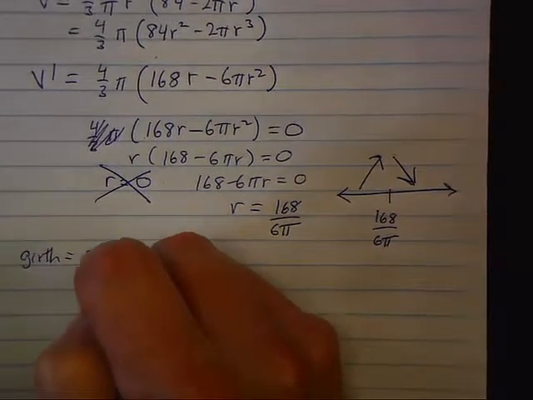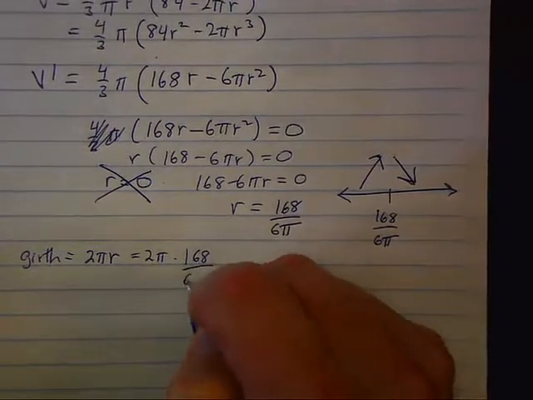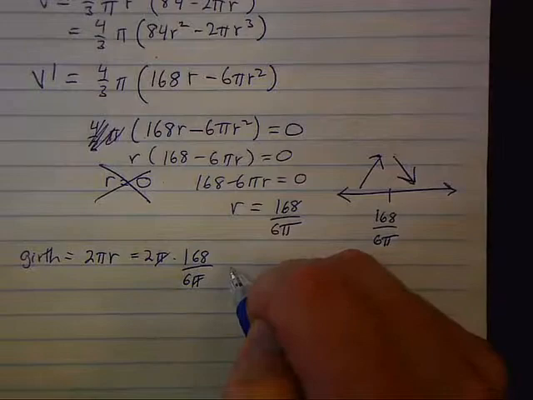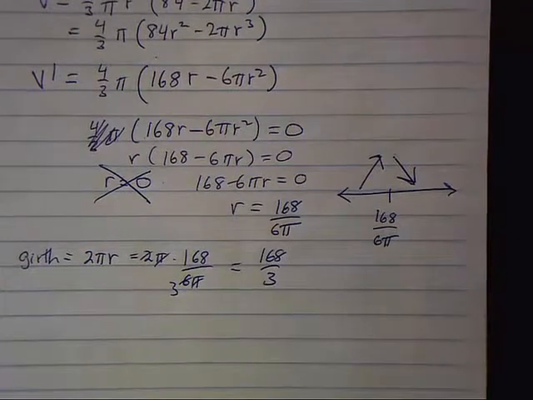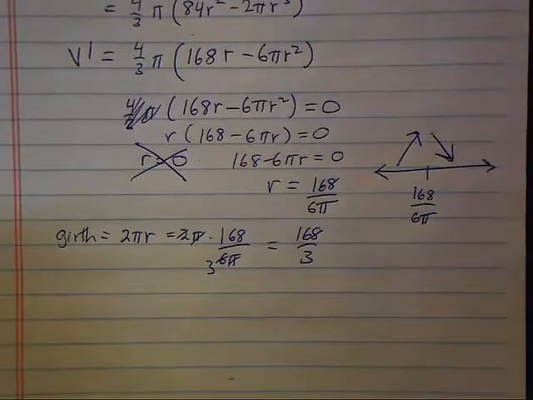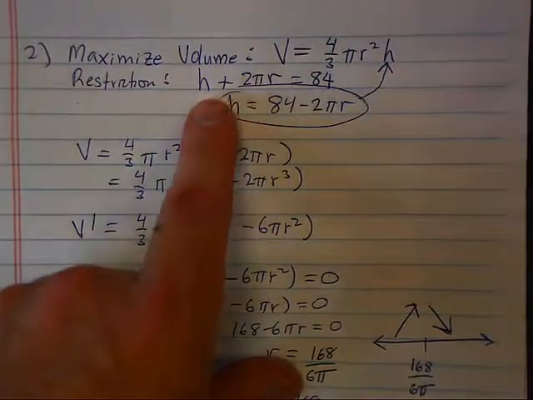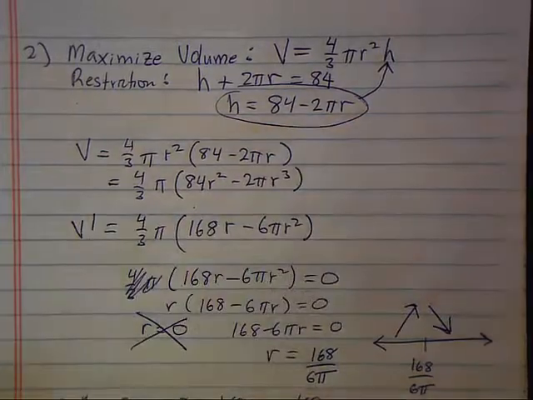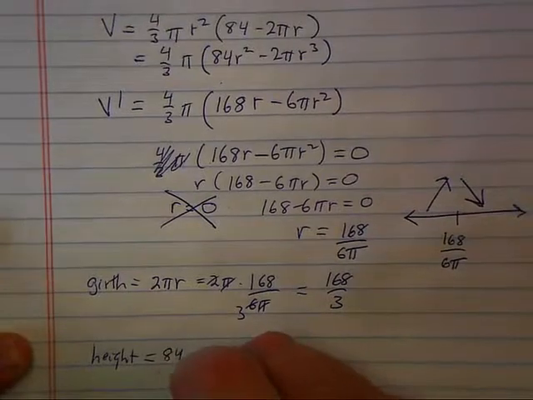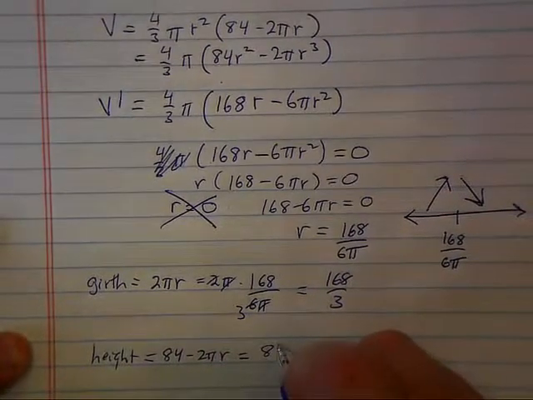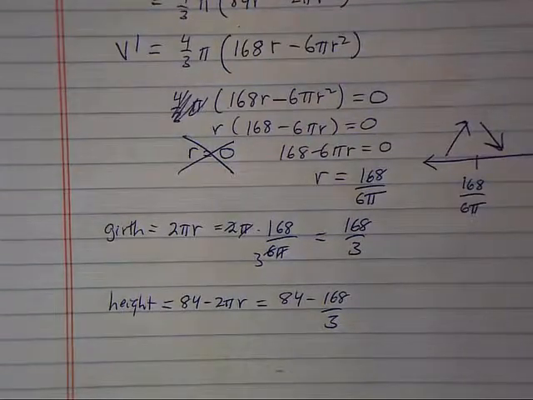So the girth would be 2 pi r. So that would be 2 pi times 168 over 6 pi, which is 168 over 3. And then I can find the height by using this formula back up here. Height is 84 minus 2 pi r. So that's going to be 84 minus 168 over 3. Whatever that is, grab your calculator, type it up, get an answer.